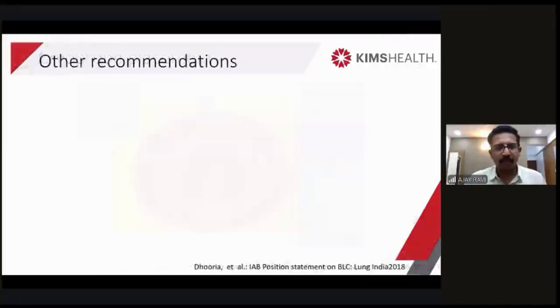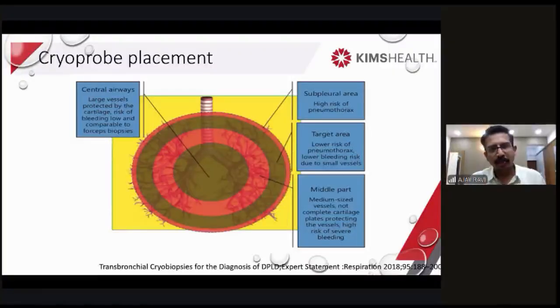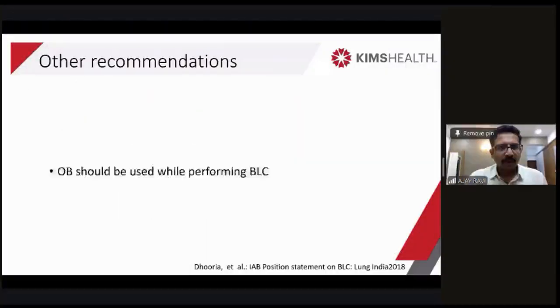And where to place your cryoprobe? You might have seen this picture. Don't go too peripherally, that red zone, where you have more pneumothorax. The inner red zone is a larger blood vessel area where you can have more bleeding. The outer brown zone is the target area where you can take the biopsy, so that there is not much pneumothorax and bleeding is also reduced. You are not going to the central airways as well. So the outer brown ring is the area where you take the biopsy.